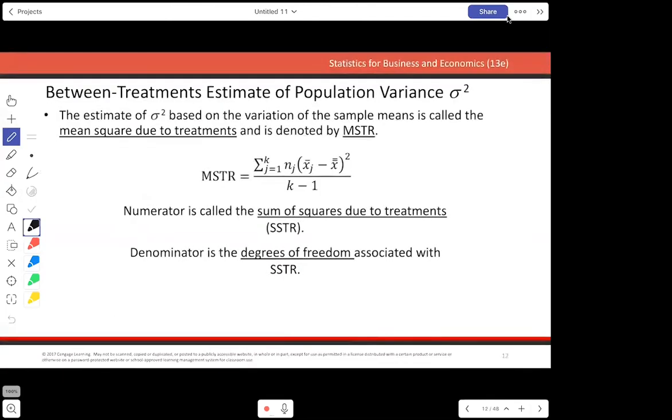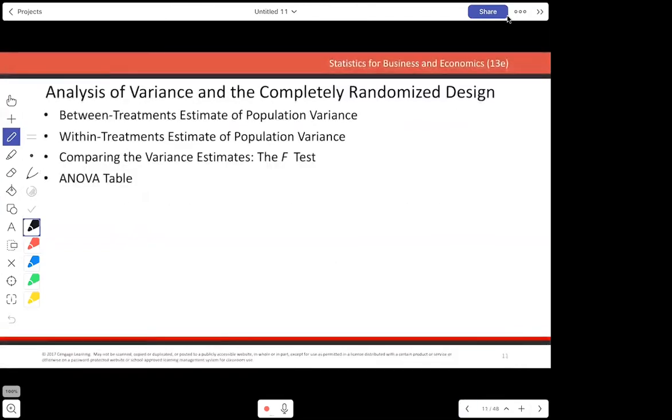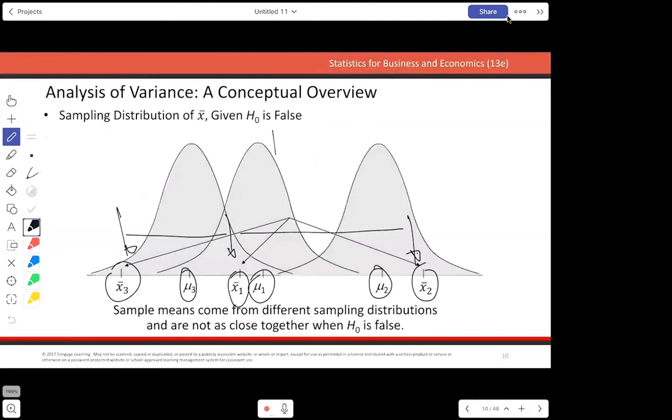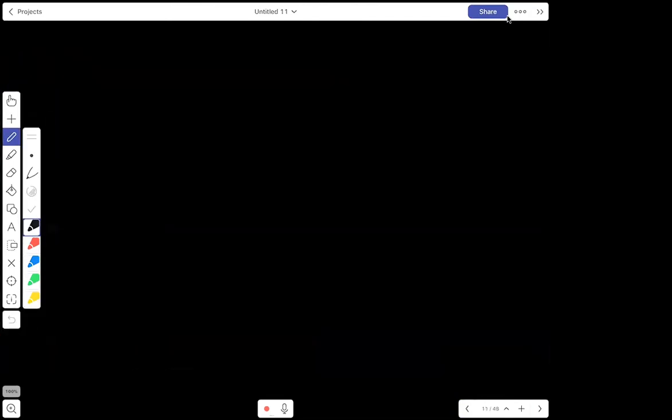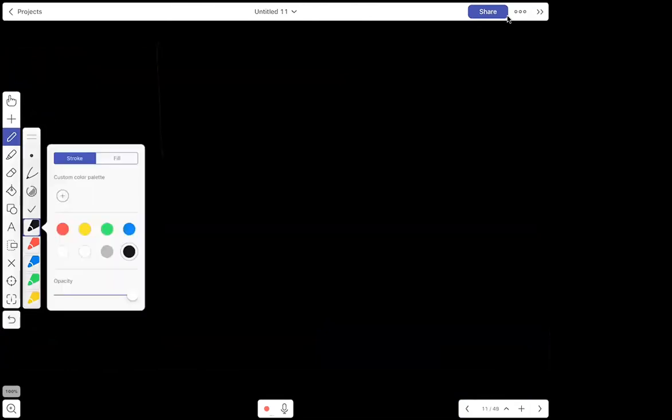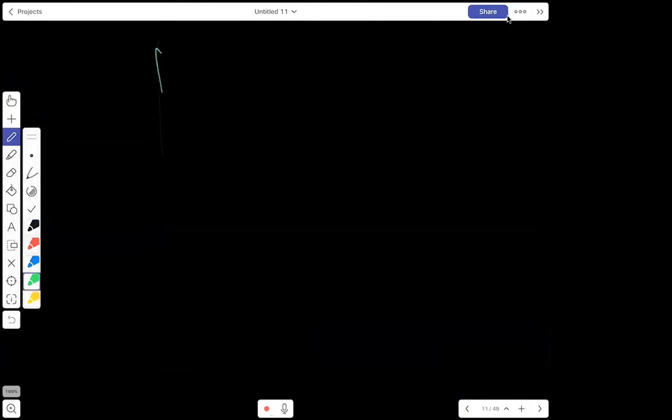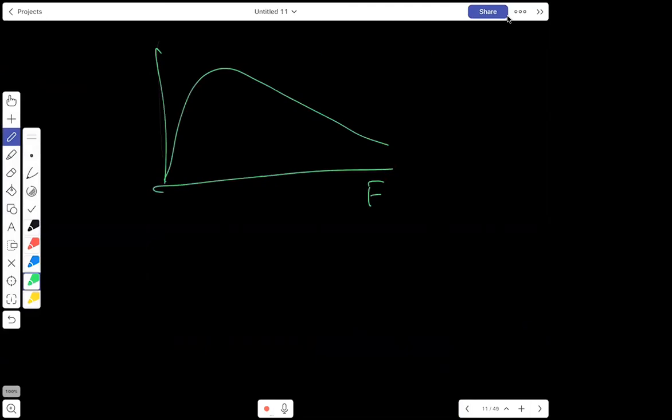So a couple of concepts that we have to introduce you to in order to do that are as follows. First thing that we're going to want to introduce you to is something called an F distribution. An F distribution looks kind of almost like a chi-squared distribution. So that's our final distribution that we will learn. And the F distribution is skewed to the right.